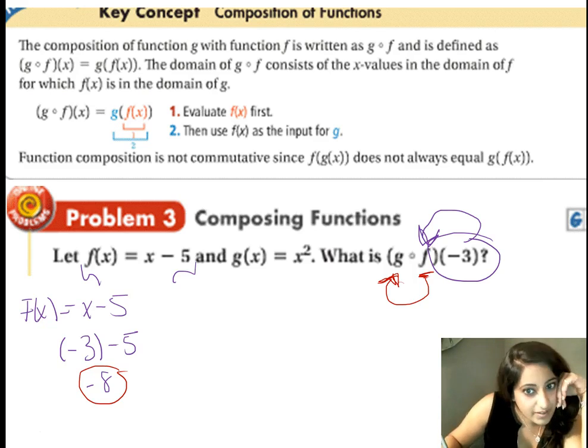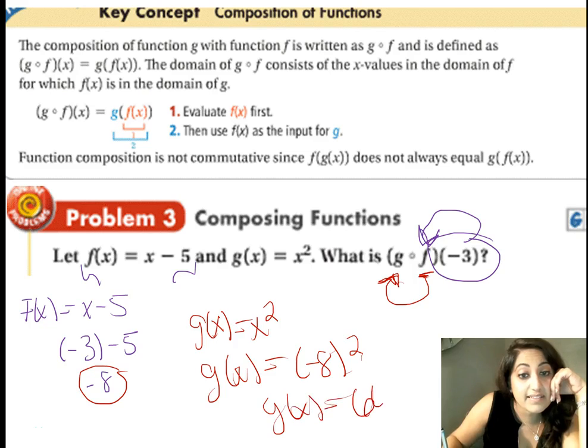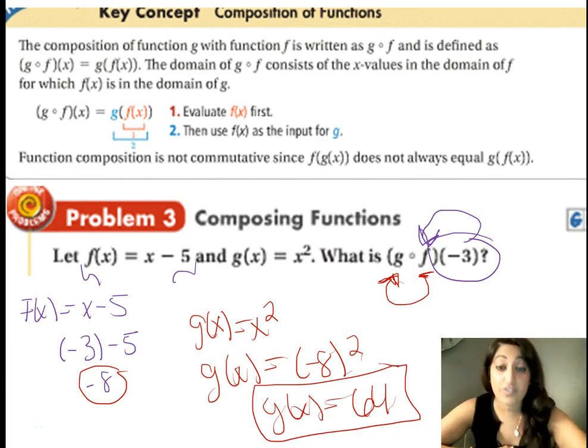All right, cool. So what we're going to do now is take my answer, whatever we got here, and we're going to plug it into the g of x. So my original equation is x squared. Now I'm going to plug in negative 8 for my x, and my g of x is going to give me 64. That's how you do a composition of functions.